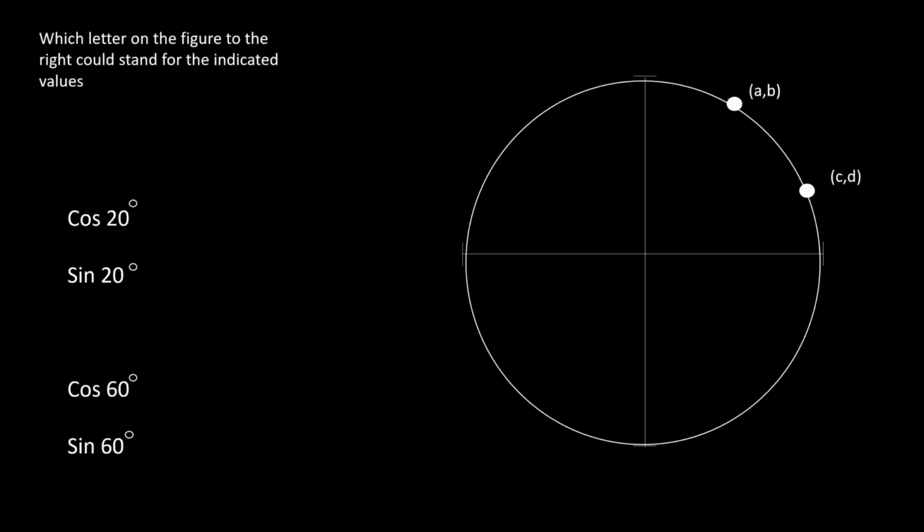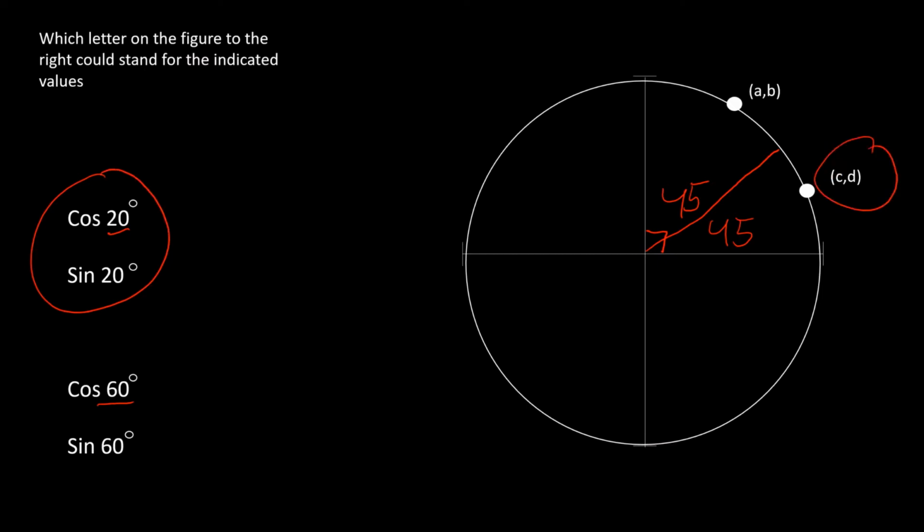But what if I showed you something like this? Which letter on the figure to the right could stand for the indicated values? Well, for starters, we know that right here is a 90-degree angle. And if we split this in half, that's 45 degrees on each side. So we can easily see that 30 degrees and 60 degrees go on each side of this 45 split.